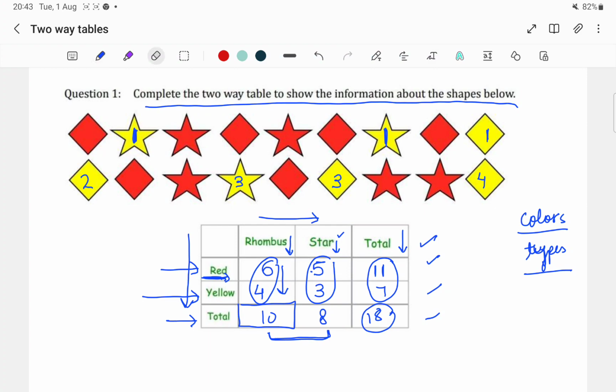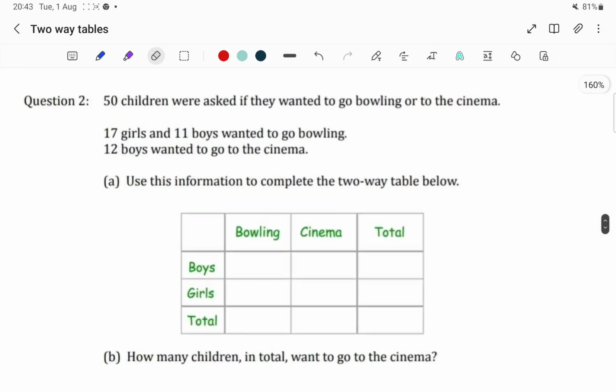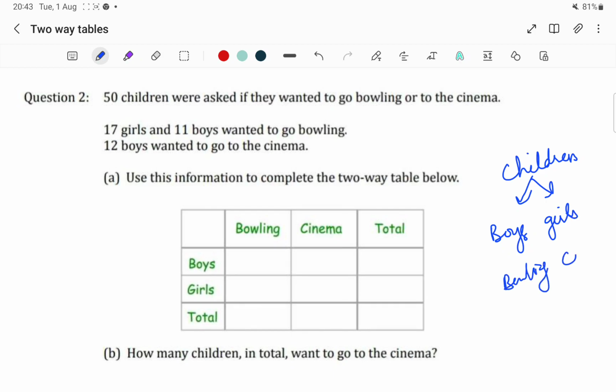Now let's take one more example here. Okay, 50 children were asked if they wanted to go for bowling or to cinema. 17 girls and boys. See, this is information about the children, and those children we have considered as boys and girls. And another information we are going to give about is bowling. They are going to bowling or cinema. So one information is there, boys or girls, and they are going for bowling or cinema.